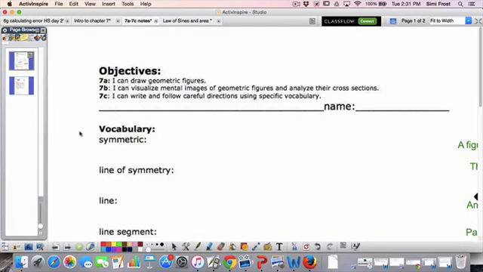Okay, welcome to the video for 7A through 7C. So for 7A, I can draw geometric figures, and we're going to define some words while also seeing what they look like when you draw them.